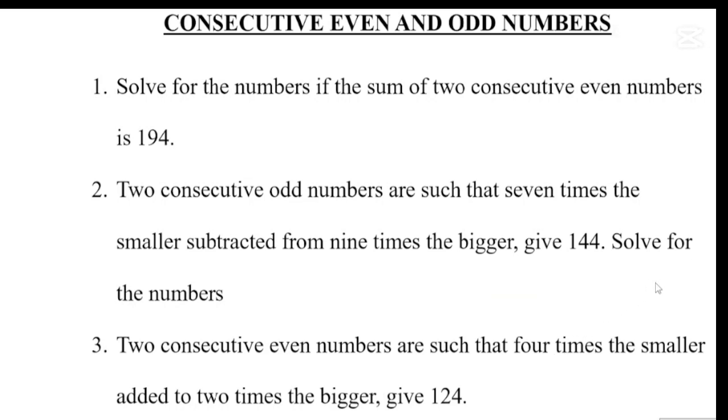In this lesson, we are going to look at consecutive even and odd numbers. 1. Solve for the numbers if the sum of two consecutive even numbers is 194. 2. Two consecutive odd numbers are such that 7 times the smaller subtracted from 9 times the bigger gives 144. Solve for the numbers. 3. Two consecutive even numbers are such that 4 times the smaller added to 2 times the bigger gives 124.